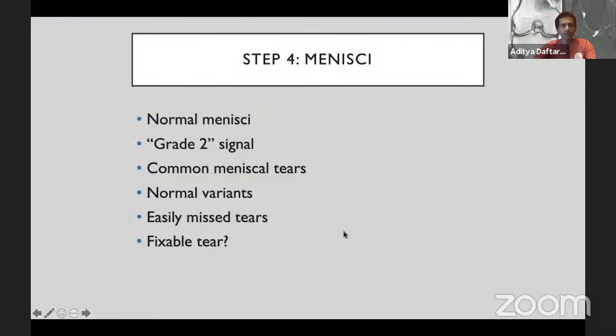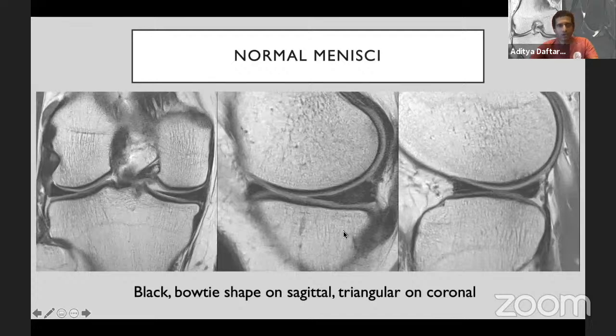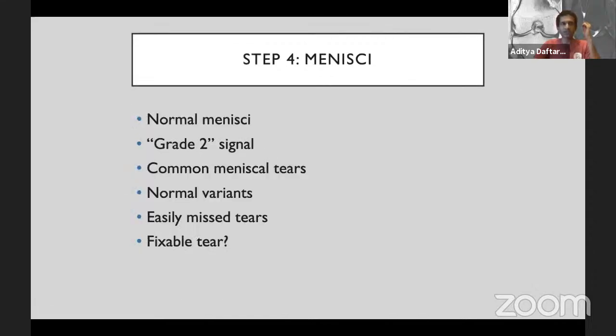Okay. So what we're going to talk about is normal meniscus. We're going to talk about this great concept of grade 2 signal, which drives every orthopedic surgeon completely mental. We're going to talk about some common meniscal tears, some normal variants, some easily missed tears, and we'll talk a little bit about the fixable tear.